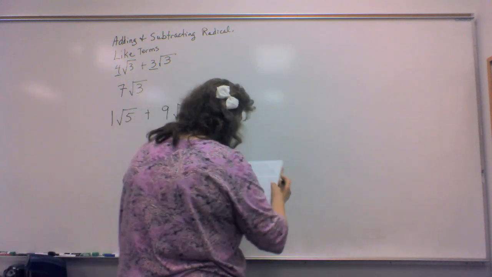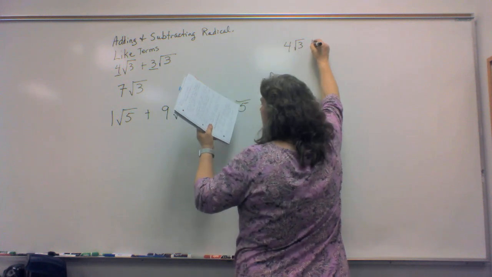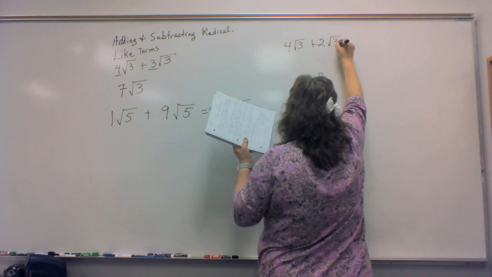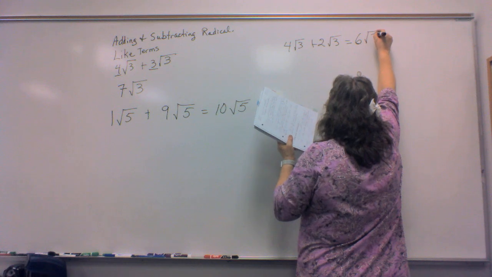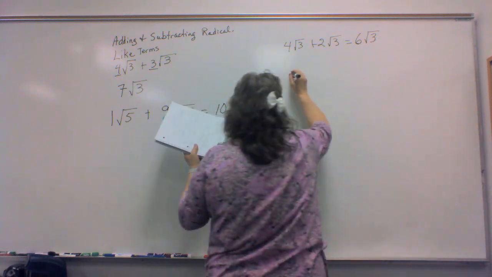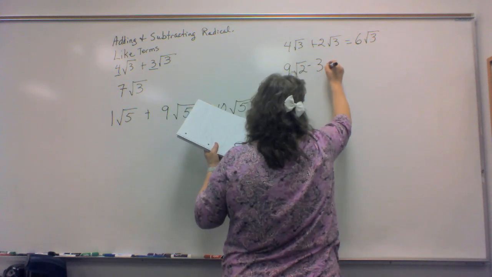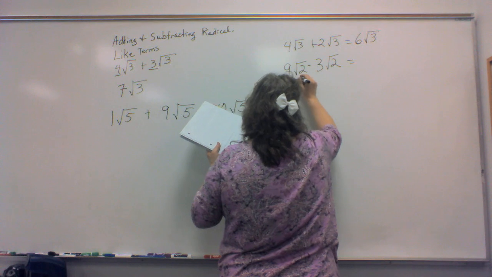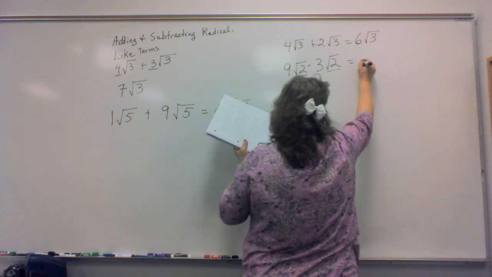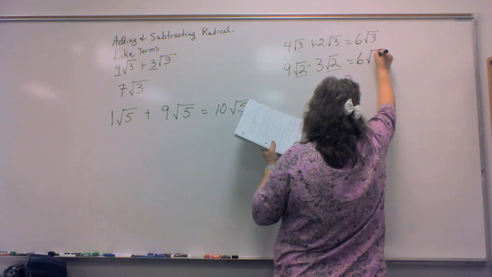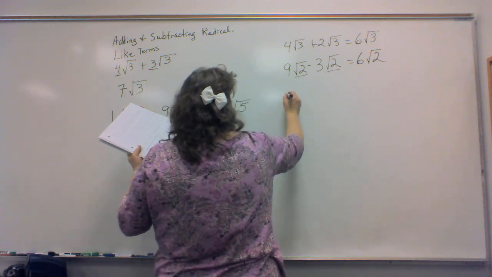So let's look at some real examples of this. 4 square root of 3 plus 2 square root of 3 is equal to 4 plus 2 is 6 square root of 3. How about this one? 9 square root of 2 minus 3 square root of 2. Square root of 2 is the same as square root of 2. These are like terms, so 9 minus 3 is 6 square roots of 2.